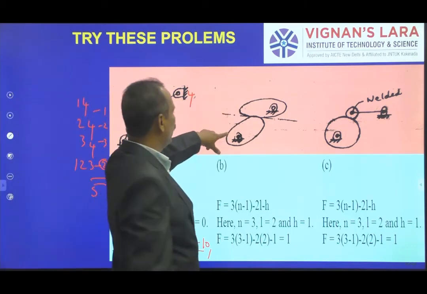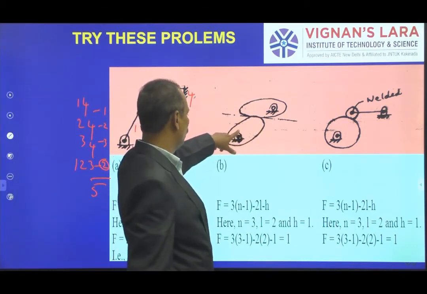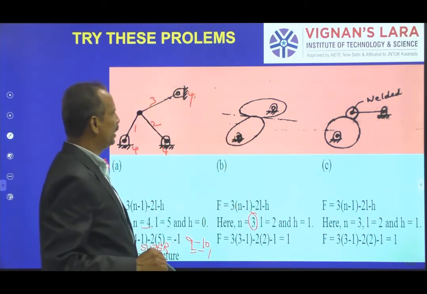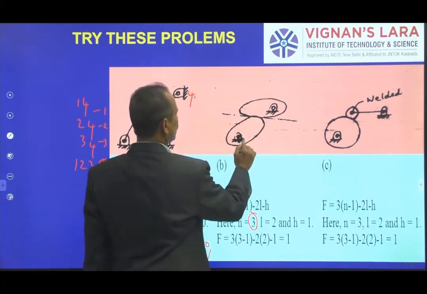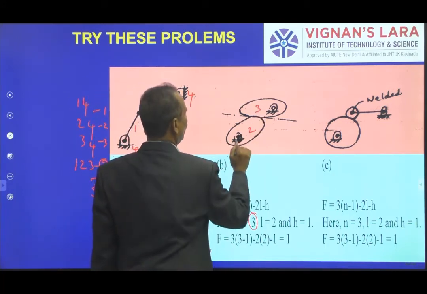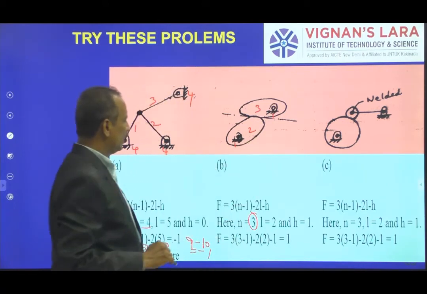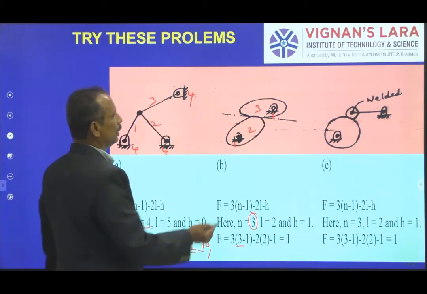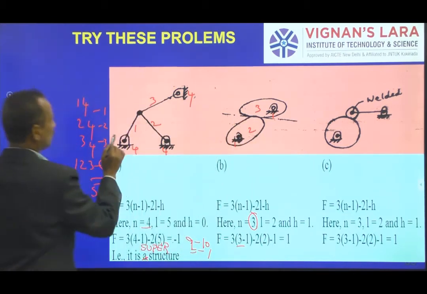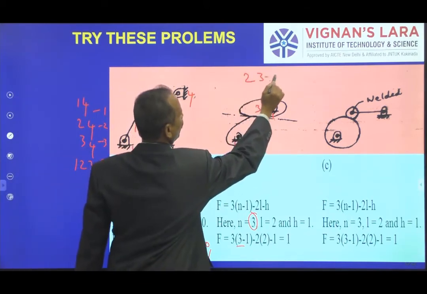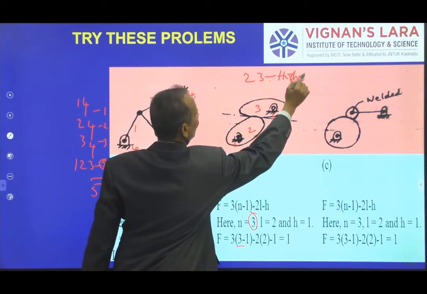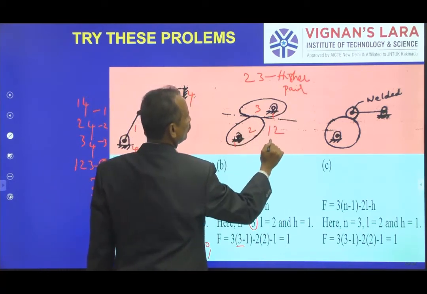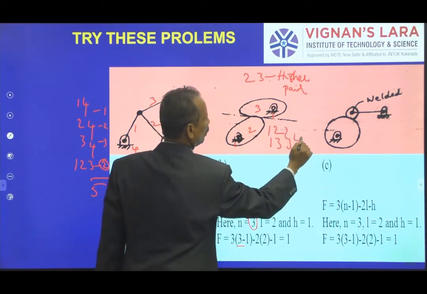And here take another case where there are 2 cams. So the total number of links is 3. And here let me call this link 2, link 3, and this is 1. Then the total number of links is 3. That is 3 into 3 minus 1. Then there is a higher pair, that is 2, 3 forms a higher pair. Higher pair. 1, 2 and 1, 3 are lower pairs. Lower pair.